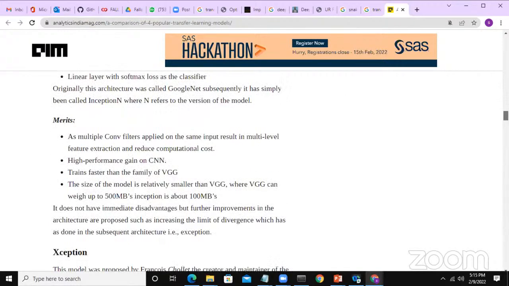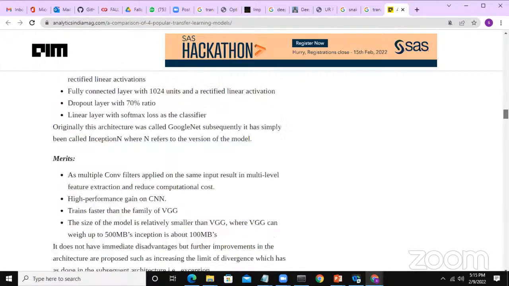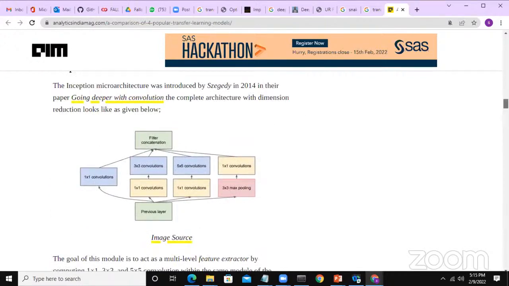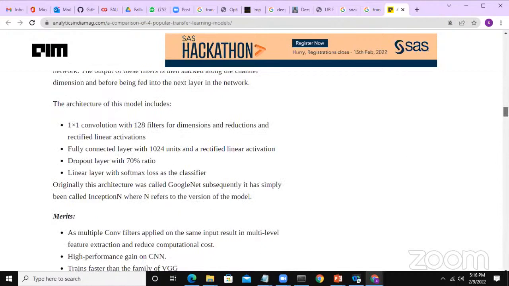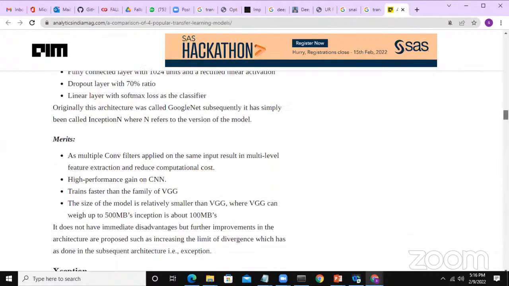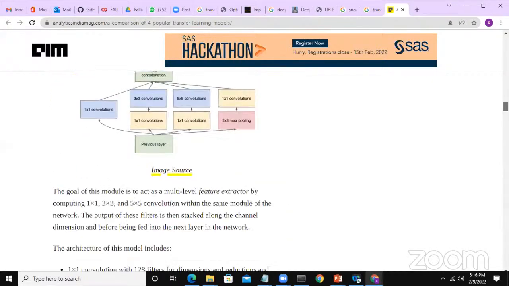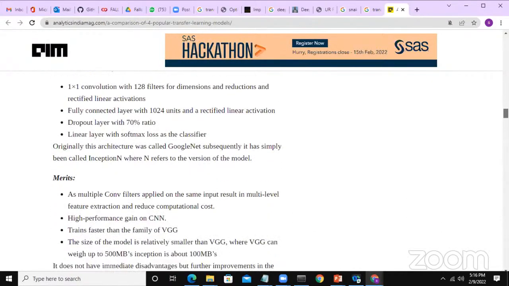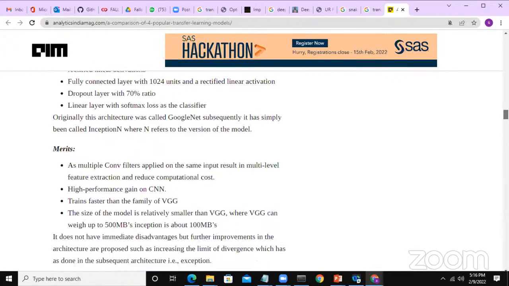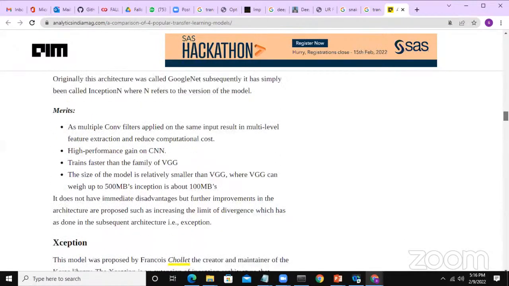Then next, as far as performance is concerned, it is almost similar to CNN because here also you see convolution layers coming up, max pooling layers coming up, but the performance is said to be better compared to CNN, right? And this architecture, which is Inception, was originally called GoogLeNet, right? That's about this architecture.